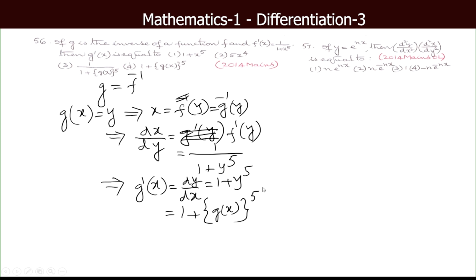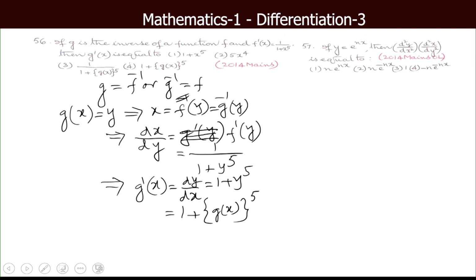Follow? I want the derivative of g x, g dash x. Put g x equal to y, then x equal to g inverse y, but g inverse is same as f. g is equal to f inverse or g inverse equal to f, both are same. So, therefore, x equal to f of y. So, dx dy is the derivative of f of y with respect to y, which is f dash y. But f dash x is 1 by 1 plus x power 5. So, f dash y is 1 by 1 plus y power 5.